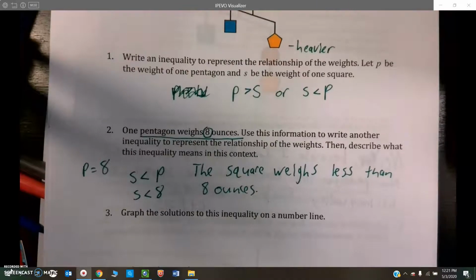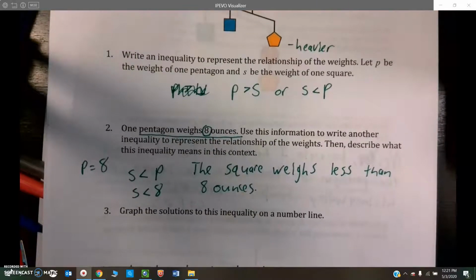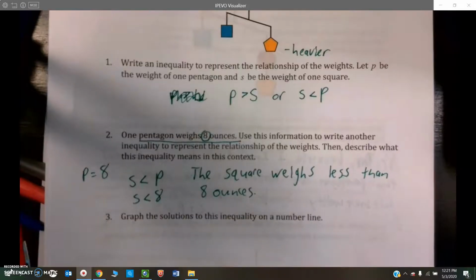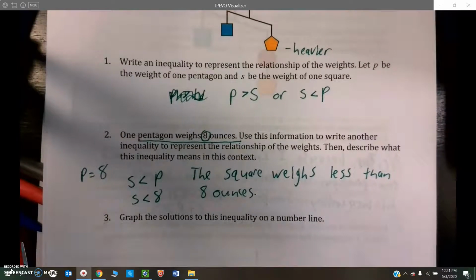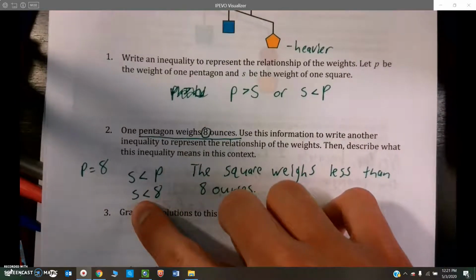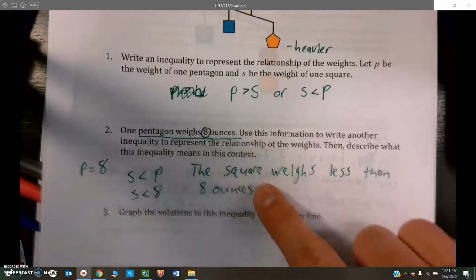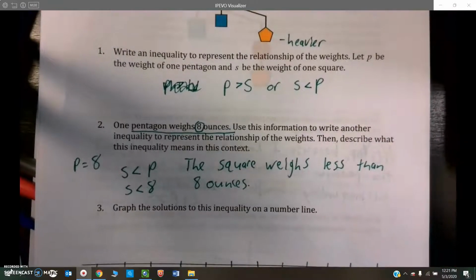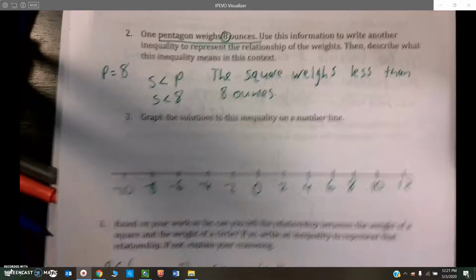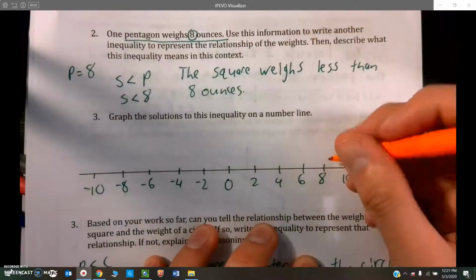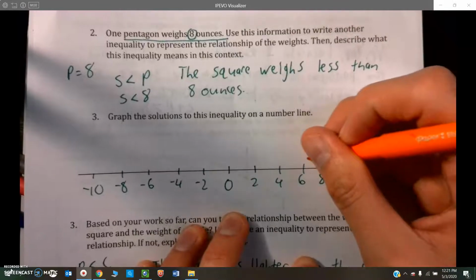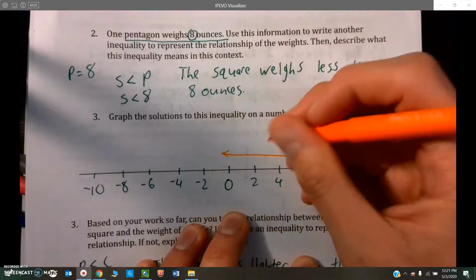Now, we are given a weight for the pentagon, so P equals 8, that's the value, and once again I'm substituting it into the inequality, meaning I replace the pentagon with its weight, so the square weighs less than 8 ounces. So to graph this on a number line, it weighs less than 8, so I have an open circle at 8, and it's less than, and less is left.